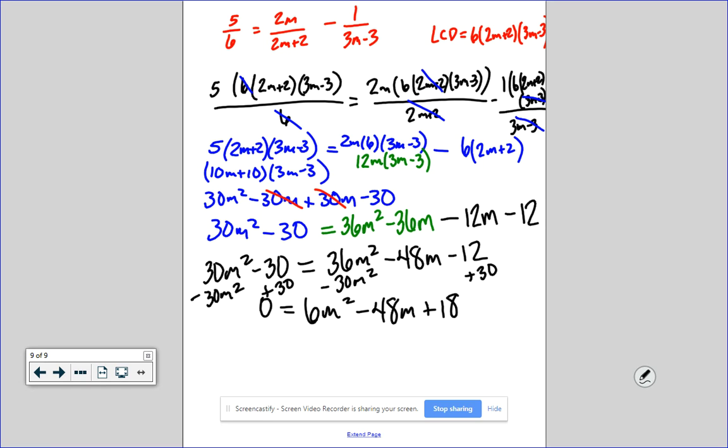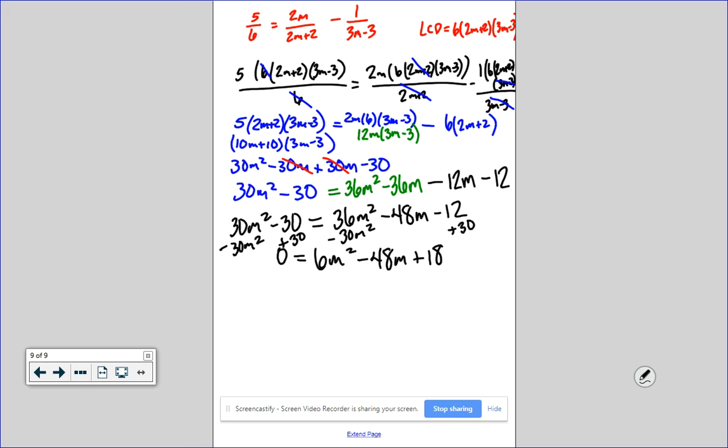You can factor by grouping, you can do AC, whatever you want to do here. I'm going to pull a 6 out. All three terms have a 6 in them. So I get m squared minus 8m plus 3. This one does not work by AC. You're going to have to do quadratic.